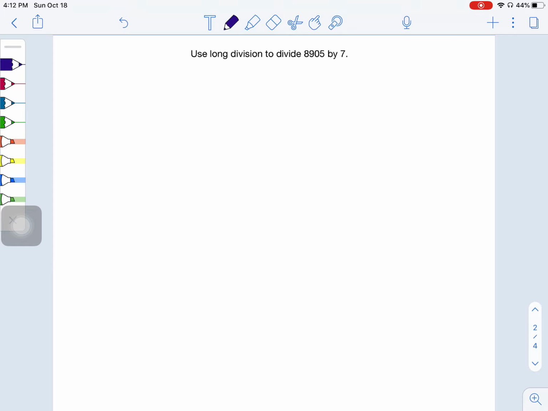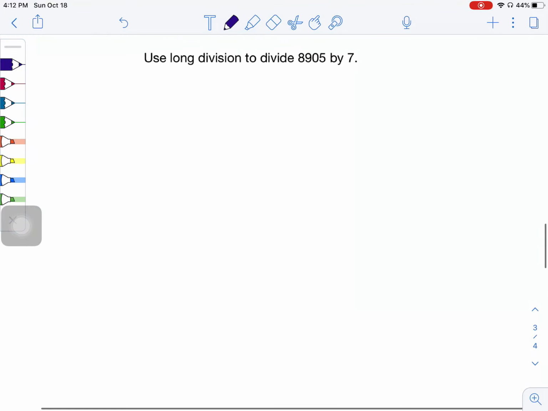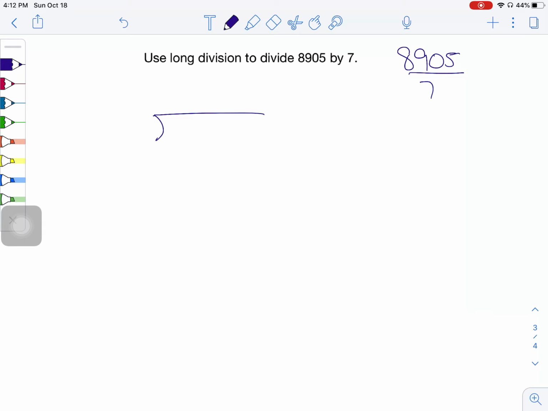I'm going to start with some numbers here. We're going to use long division to divide 8,905 by 7. Now, as a fraction, this could be written as 8,905 over 7, so just so you're aware of what the fraction might look like. But I'm going to translate this into a division problem, not a decimal. 8,905 divided by 7.